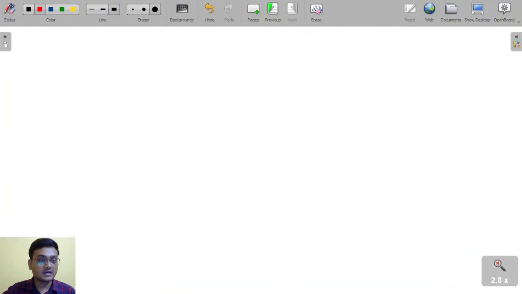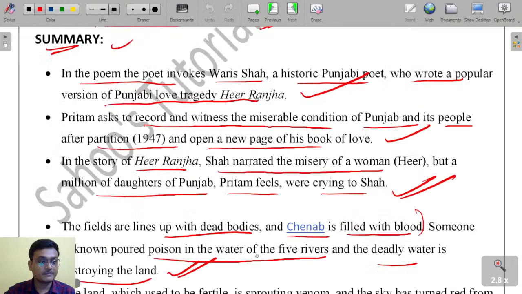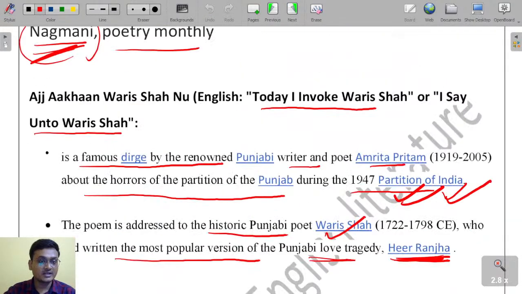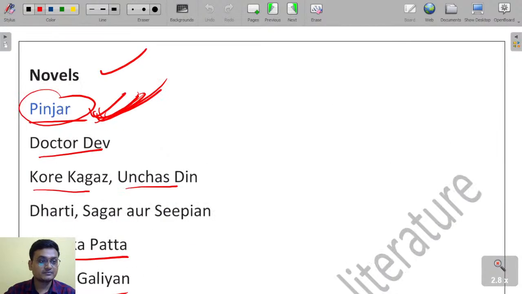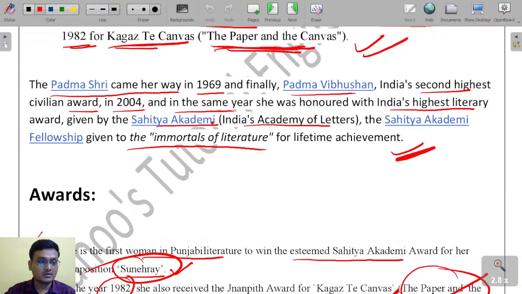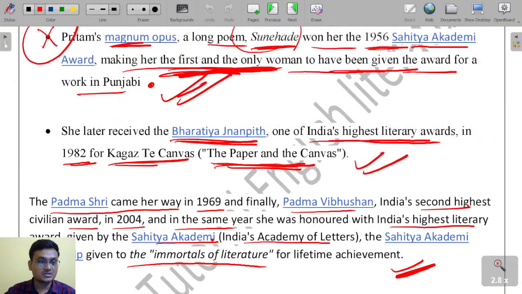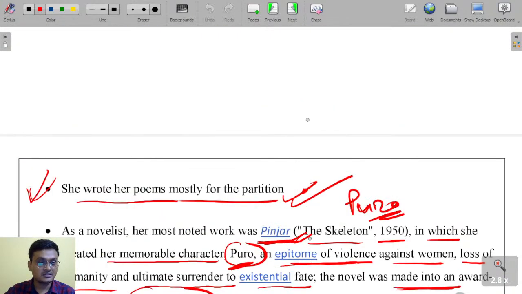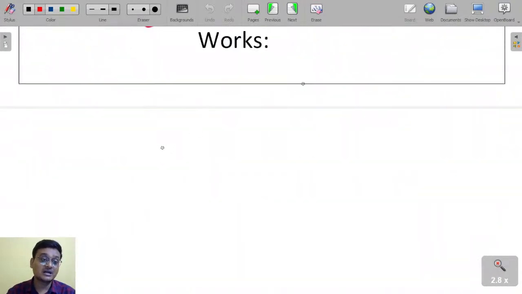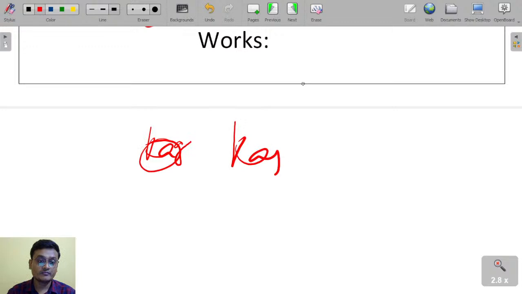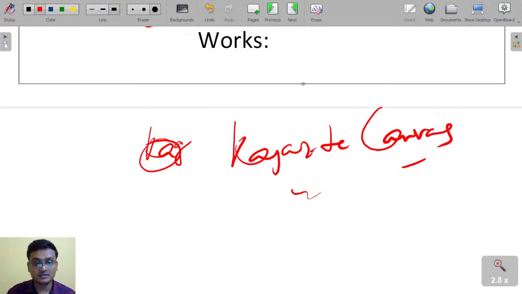Here is Pinjar, and the second one is Aj Aakhan Waris Nu, I invoke Waris, and here this is Sunehade. These are three important works. And another important work is also Kagaz te Canvas. Okay. Another important work is also Kagaz te Canvas.